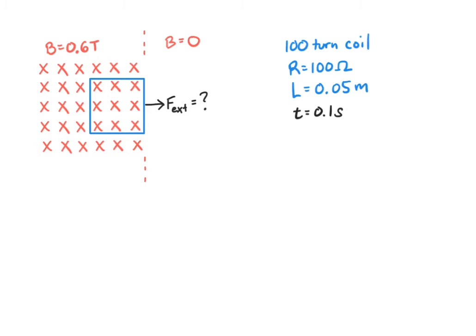The first thing we need to do is to figure out what direction the current will flow around the coil. Once the coil starts to leave the magnetic field, the amount of magnetic field through the coil is going to be decreasing, and that implies that the flux is going to be decreasing. And if the flux is decreasing, then the induced magnetic field is going to oppose that decrease, which means it's going to reinforce the existing field. That means the induced magnetic field is going to point into the screen.